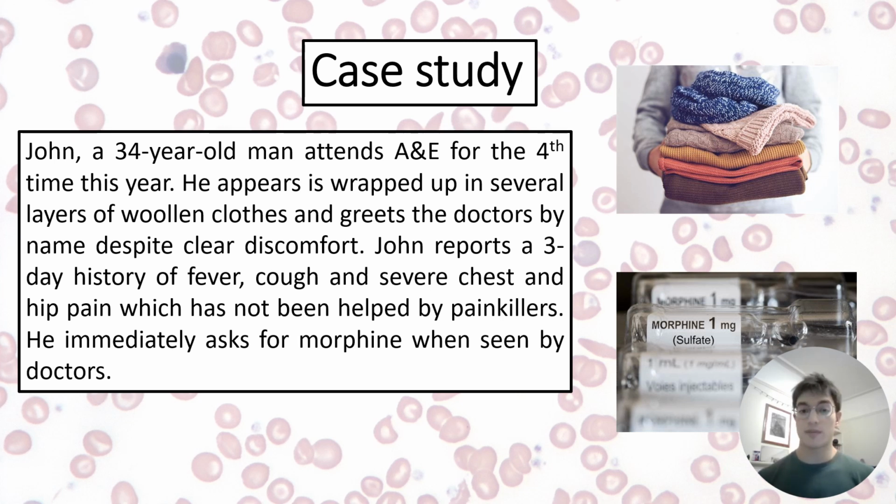The doctors talk to him. They find out he's got a 3-day history. He's got fever, cough, and really bad chest and hip pain, which hasn't been helped by anything he's taken at home. The first thing he asks for is some morphine to help with the pain. And I mention that because these patients often need really strong pain relief, really strong drugs to treat the pain because it's very, very painful.